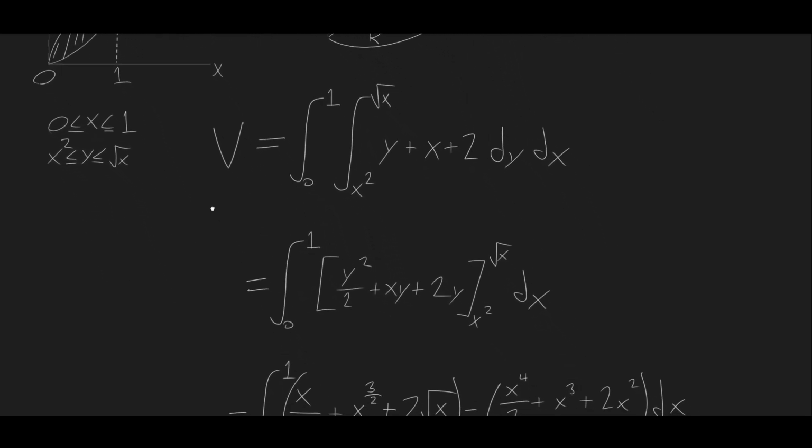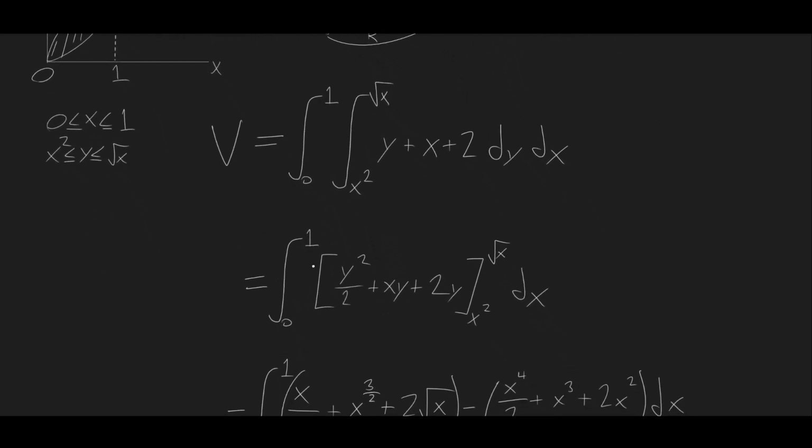So this integral is going to be equal to the integral from 0 to 1 of y squared over 2 plus x times y plus 2y evaluated from x squared to square root of x. Remember, when you take the integral with respect to one variable, you have to treat the other variable as constant. So we're treating x as constant in this case, so that's why we got xy here, just like we get 2y here. And so now we have this integral, and we have to evaluate this.